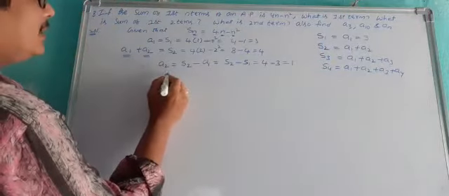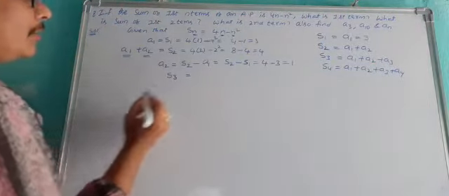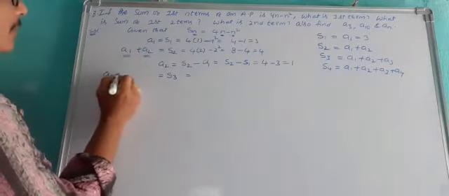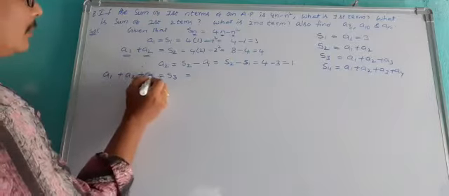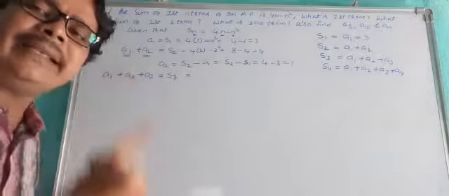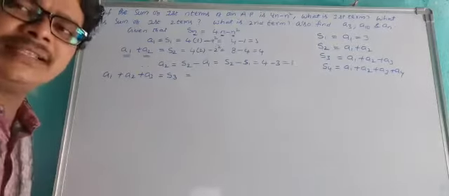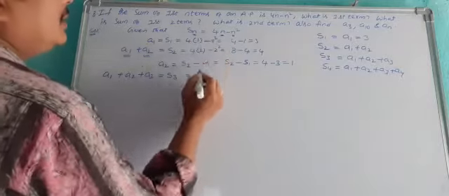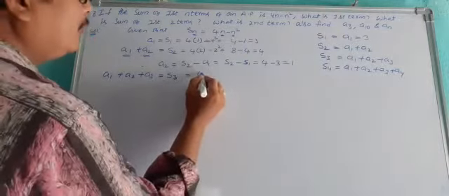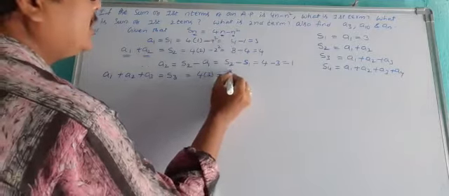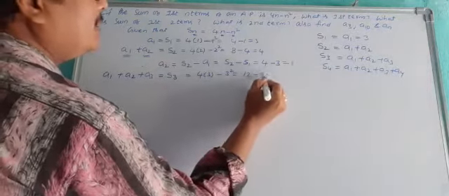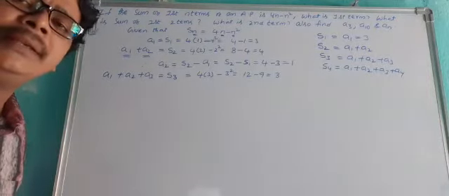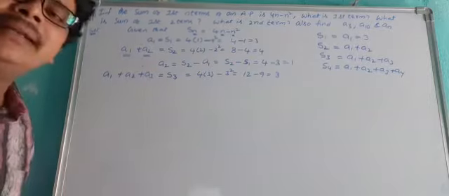Next, S3, the third term. What is the third term? The summation of the first, second and third terms is known as S3. So S3 equals, instead of n we substitute 3. 4 into 3 minus 3 square. 4 threes are 12 minus 9, that equals 3. How to find A3 now?